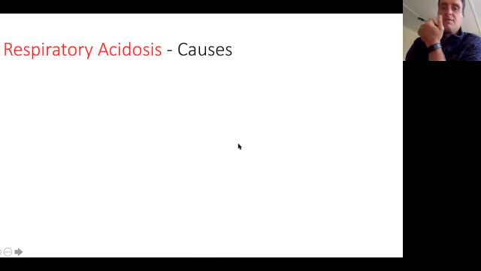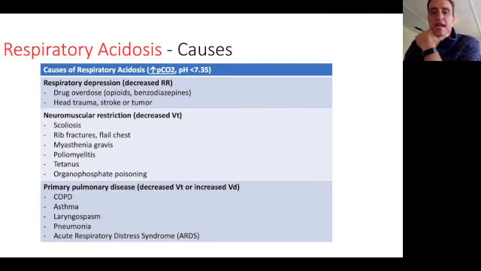We'll discuss these more during the case-based discussion towards the end, but I'll just review some major categories here with you. Respiratory depression is probably one that we're most familiar with or encounter most commonly around the operating room. So decreased respiratory rate could be from drug overdose. It could also be from head trauma, stroke, or tumor.